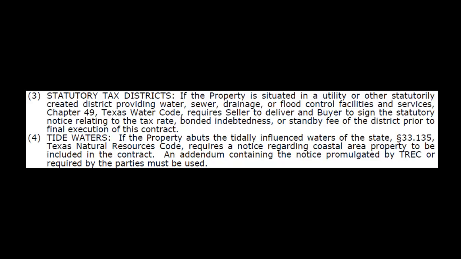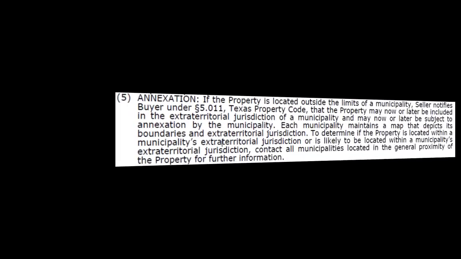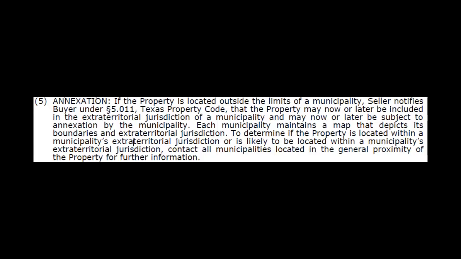Number 4, tidewaters. This really just has to do with coastal properties, oceanfront properties. Number 5, annexation. This is if the property is in the ETJ, or the extraterritorial jurisdiction area outside of the city limits of a town, and it's likely to be swallowed up by the town. This is just serving notice that the area could be annexed at some point. Maybe you'd have certain taxes that would be due if it is annexed. So just be aware: if you're in one of those areas in an urban sprawl situation, you could get some extra taxes at some point if you're swallowed up.